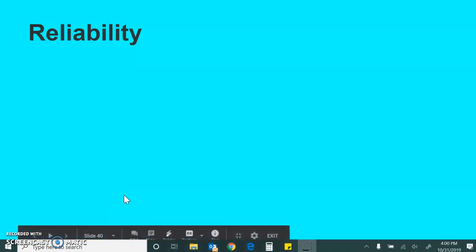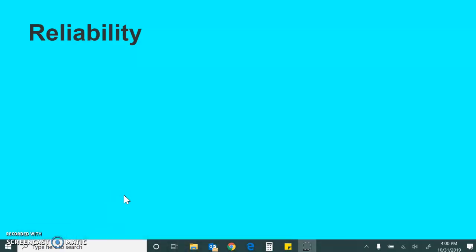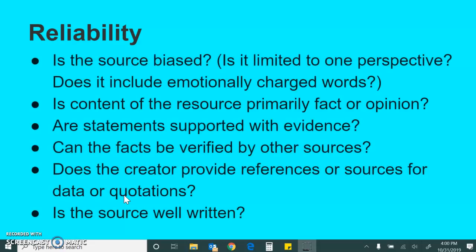The next part of the CRAP test is reliability. And so with reliability, we're really looking at the what of the source. With currency, we looked at when. Reliability, we looked at what. So we actually have to read some of the article to determine the reliability of the source. And these are some questions we can ask.